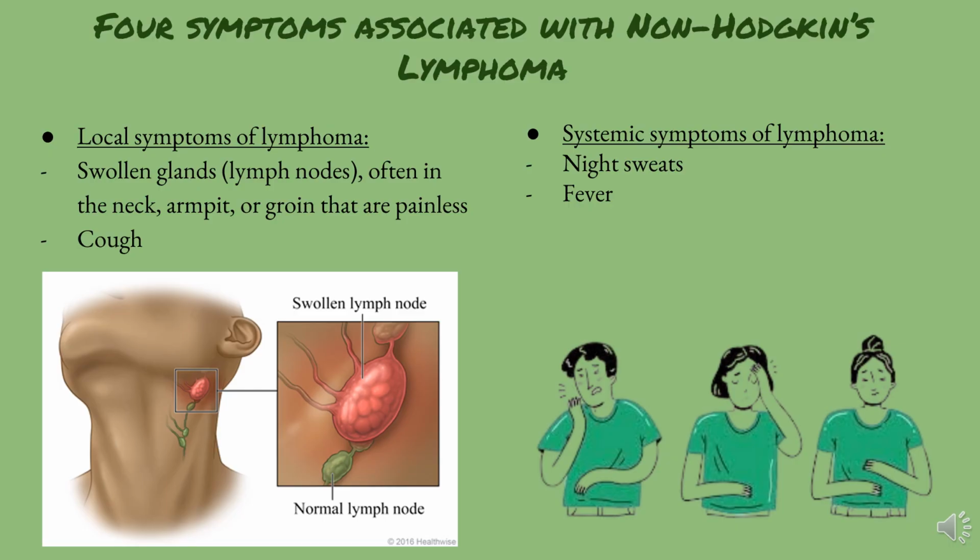There are two types of symptoms associated with non-Hodgkin's lymphoma. We have the local symptoms and the systemic symptoms. In the local symptoms, there's swollen glands or lymph nodes, and these are often found in the neck, armpit, or groin and are painless. And we also have cough. Now, for the systemic symptoms, there's night sweats and fever, among many others.